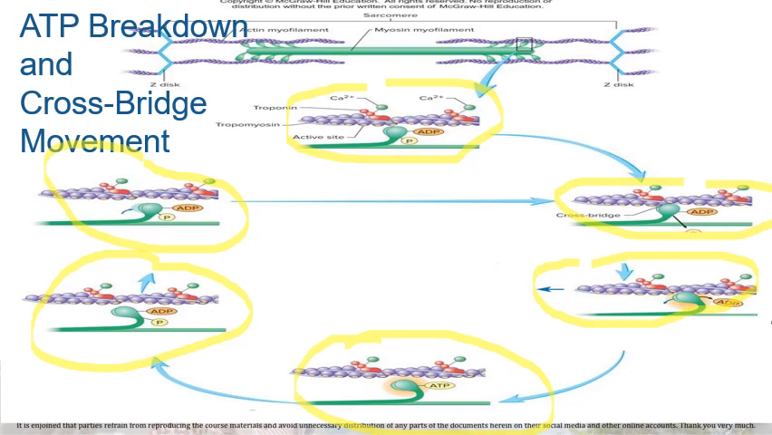If calcium is still attached to troponin, cross-bridge formation and movement are repeated. This cycle occurs many times during muscle contraction. Not only do cross-bridges form, they also release simultaneously.